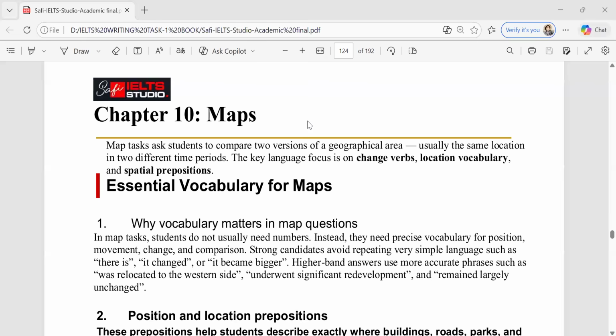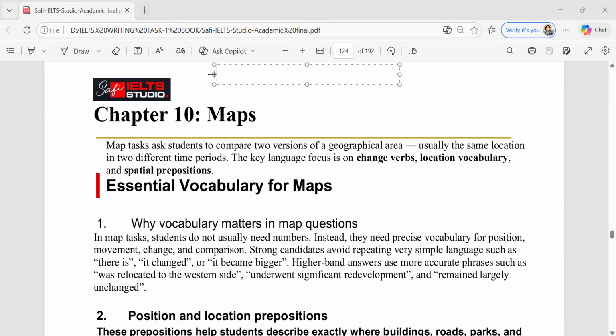Today we are going to talk about another chapter, chapter number 10, and it's all about maps. The vocabulary for maps is different from the other chapters we have already studied. In fact, map tasks ask students to compare two versions of a geographical area. What type of areas? Let me explain it a bit.